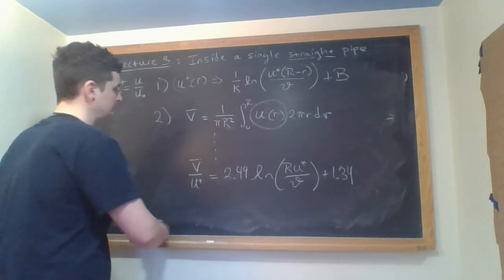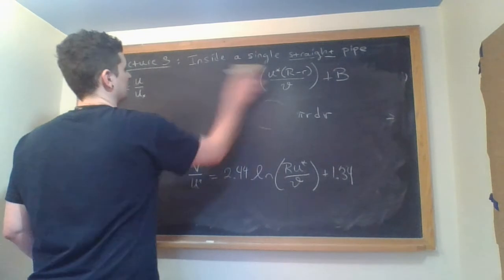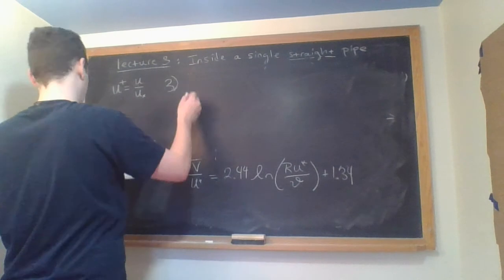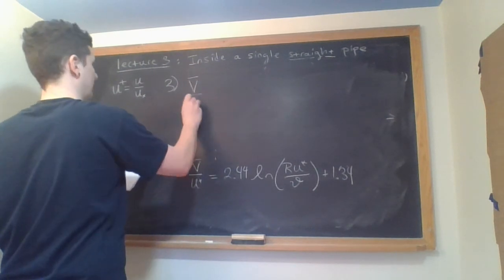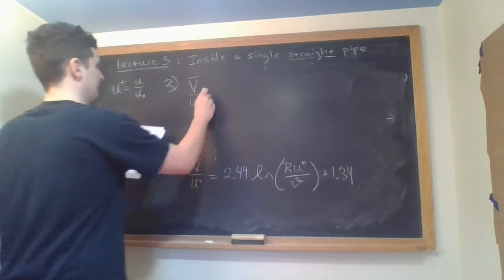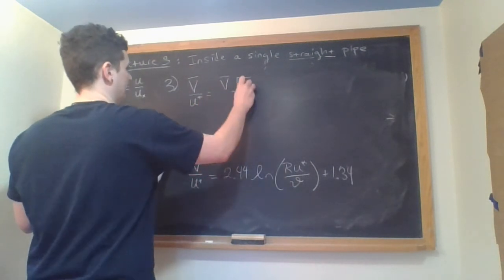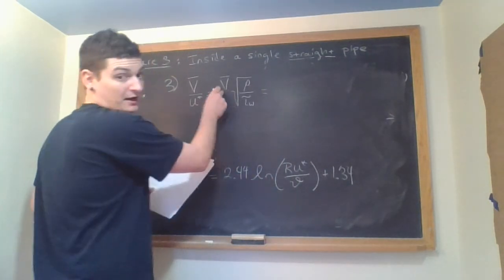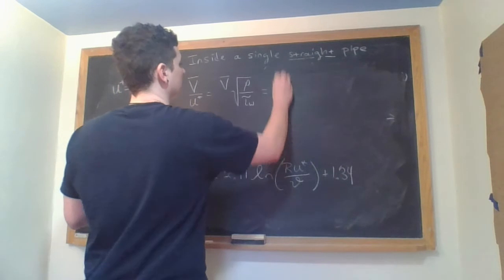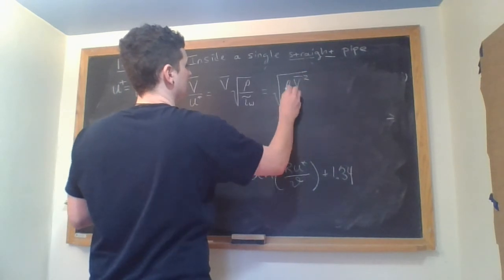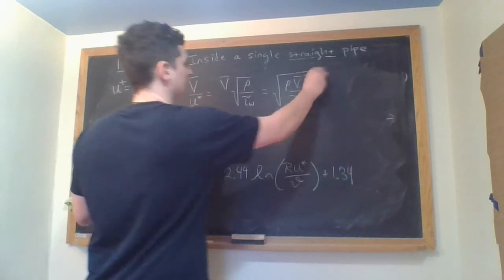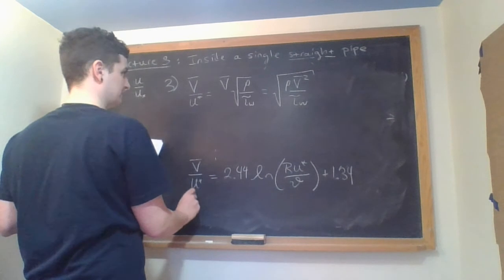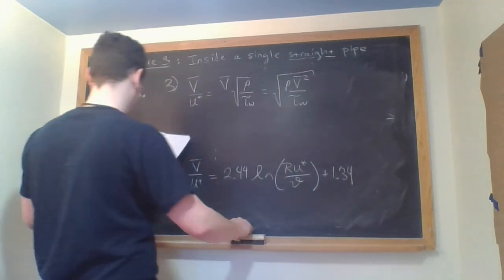Okay, not quite done. Chugging away. So for step 3, we're going to rewrite this, right? Because v prime divided by this thing is the same as this divided by rho tau wall, and you just make this squared and throw it in there. So this is just rewriting this part over there, so we'll have this equaling something.